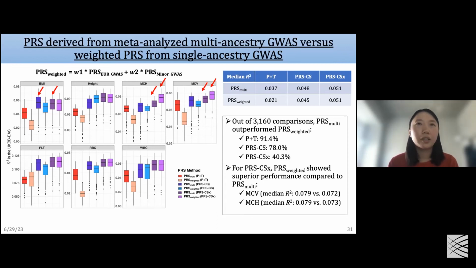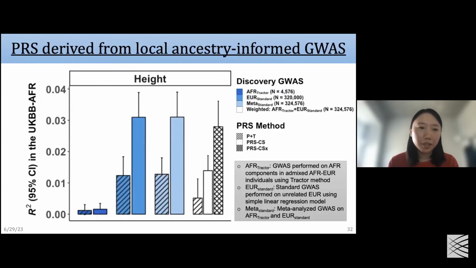So until now, our discovery was focused on relatively homogeneous populations. So we want to see whether these findings can be generalized to mixed populations. So we then test the accuracy based on PRS derived from local ancestry informed GWAS. So here we are comparing a set of different discovery GWAS, where the African tractor are the GWAS performed on the African tracts in the mixed African European individuals using the tractor method. And the other 3 strategies, those we just mentioned.